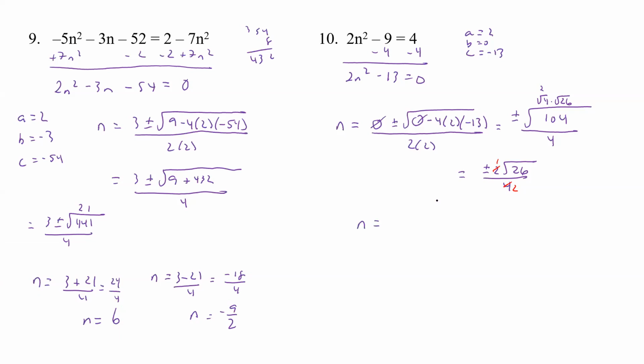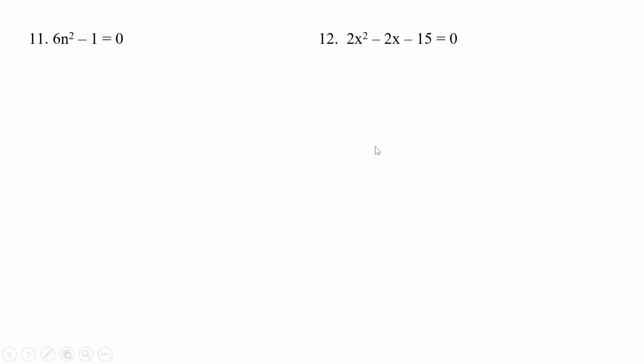And so we'll get n equals. Now we'll have the plus version, so that's going to be just the square root of 26 over 2. And we'll have the negative version, which is the negative square root of 26 over 2. And again, we can plug both of those into our original equation, and we should get our original equals 4 part there. Okay. What about these?